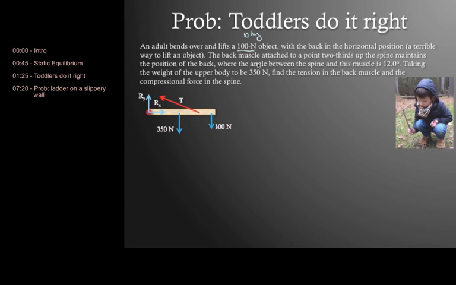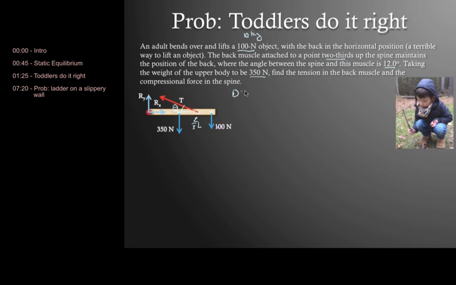So our back muscle, we're going to just approximate as being attached 2/3 up our spine. So that's way up here. So this would be 2/3 L. And then it's pulling at an angle, and this angle we're going to say is about 12 degrees. We're going to take the weight of our upper body to be about 350 newtons, and just approximate it as being in the center, so just pulling straight down. And then the object that we're picking up is pulling straight down. We have another force that we need to consider, and that's our hip pushing against our back also. We're just going to break that up into these 2 components.